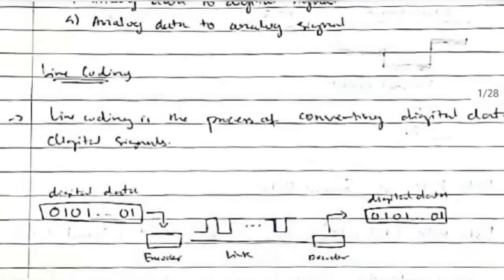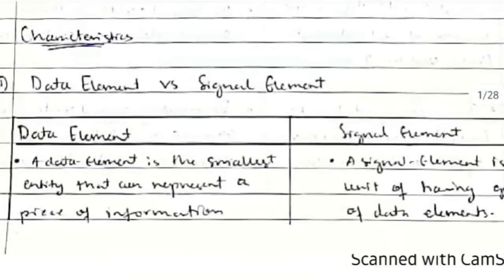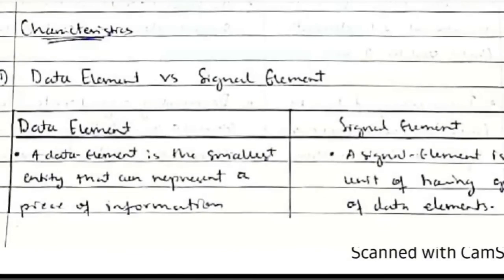Now, what is the process called? It's called line encoding, which means it's the process of converting digital data to digital signals. There are some characteristics which we need to know very thoroughly before moving on to the next topics, so listen very carefully.